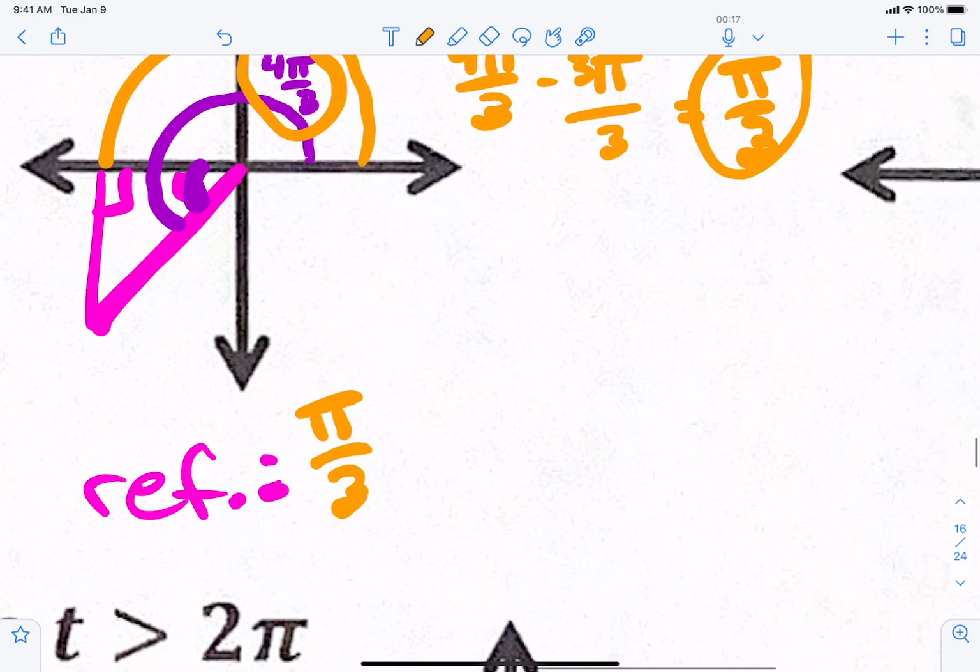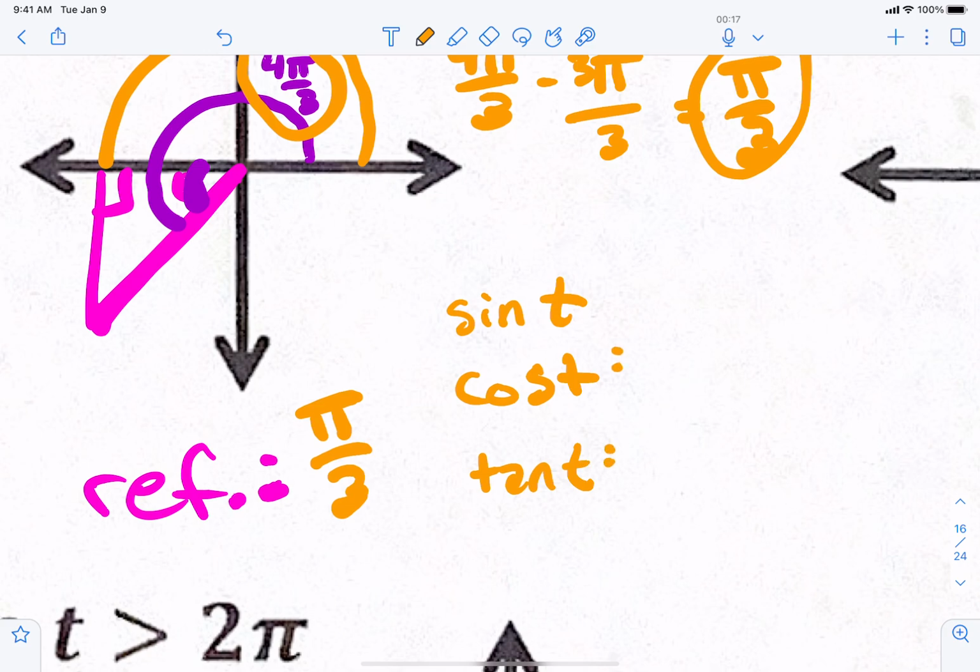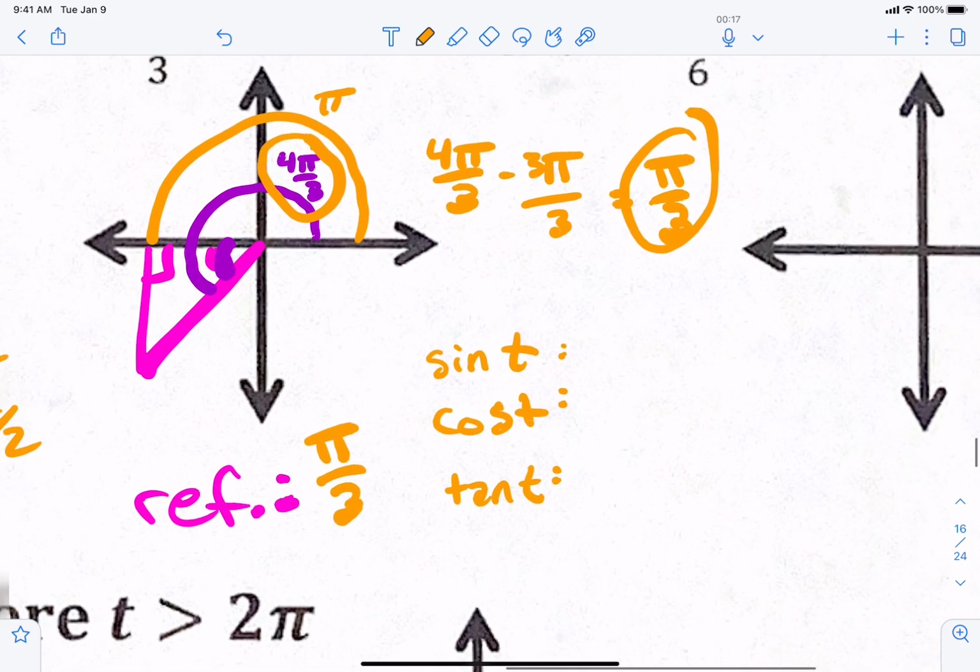Now we need to find sine of t, cosine of t, and tangent of t. And those are on your unit circle because we do have a 4 pi over 3 on your unit circle. Negative square root of 3 over 2 is sine. Is he right? Yes. They're both negative, right? Because we're in the third quadrant. So both sine and cosine are negative, right? So negative 1/2 is the cosine. Is that right? Yep. Tangent is just square root of 3.